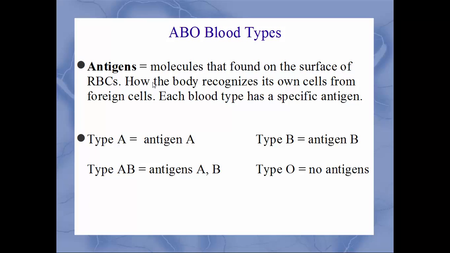Alright, we'll talk about the surface antigens of these red blood cells. This is how the body will recognize its own cells from something that is foreign. And every blood type has a very particular type of surface antigen. And it's fairly easy to keep straight. Type A blood has antigen A. Type B blood has antigen B. Type AB blood, antigens A and B. And then type O, no antigens. So you always think of type O as a 0 for no antigens. So these are very easy to keep straight. These are the antigens.